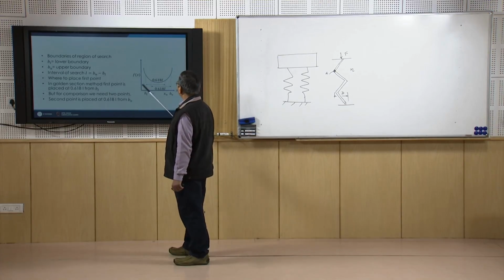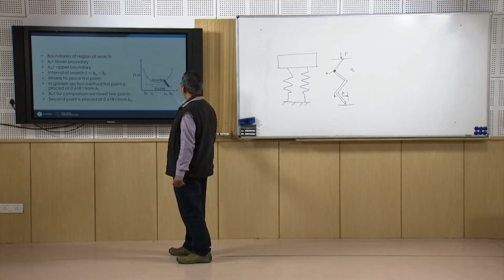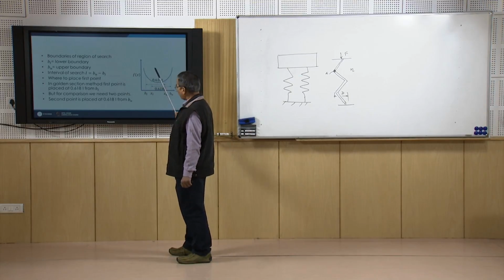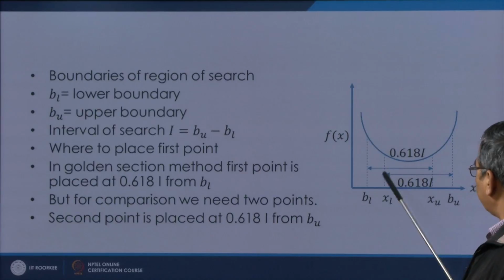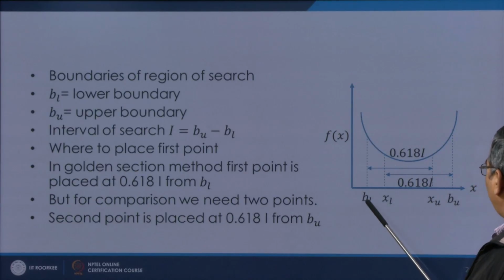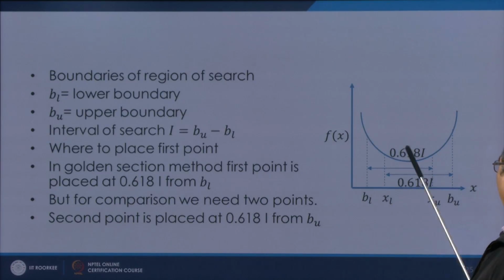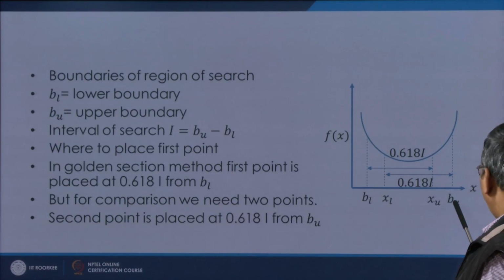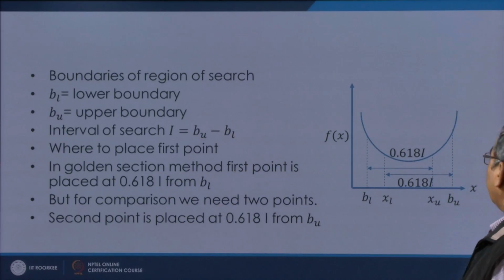Now, let us see how this search is carried out. Suppose this curve shows the unimodal function. As I said, it has got only one depression. So, this is an example of a unimodal function. Now, in this unimodal function, say we have the two boundaries, BL is the lower boundary and BU is the upper boundary. So, the interval of search I which we define is going to be BU minus BL. Now, the question is, we have to search in this region I, that is BU minus BL, but from where to start the search, that is the question.